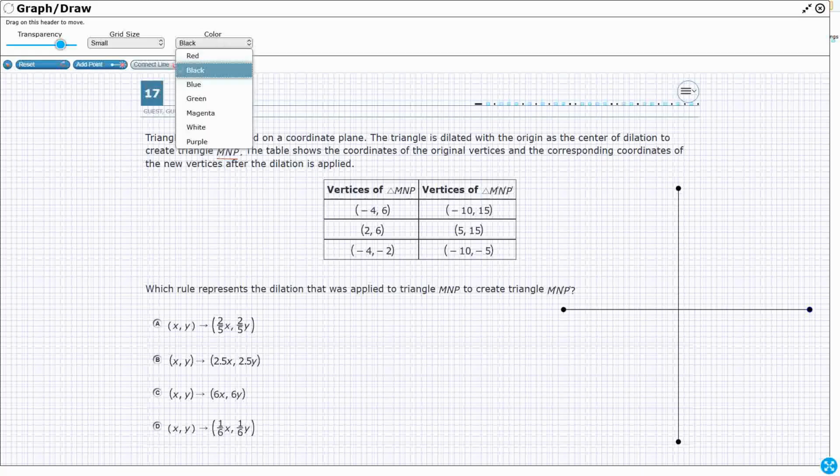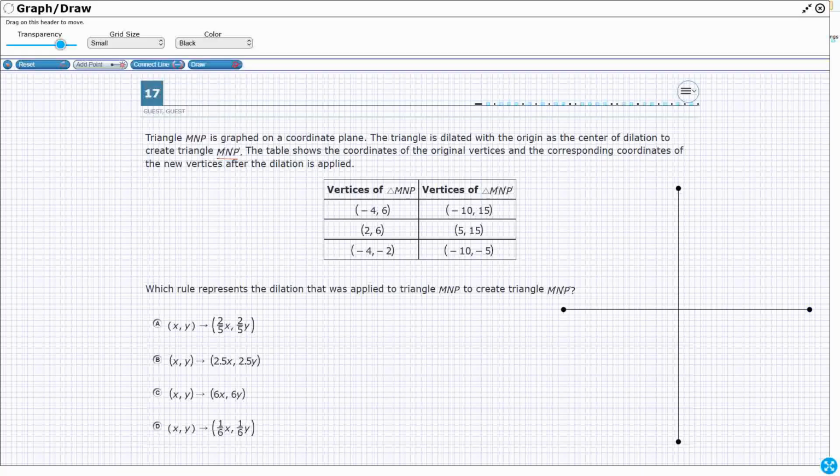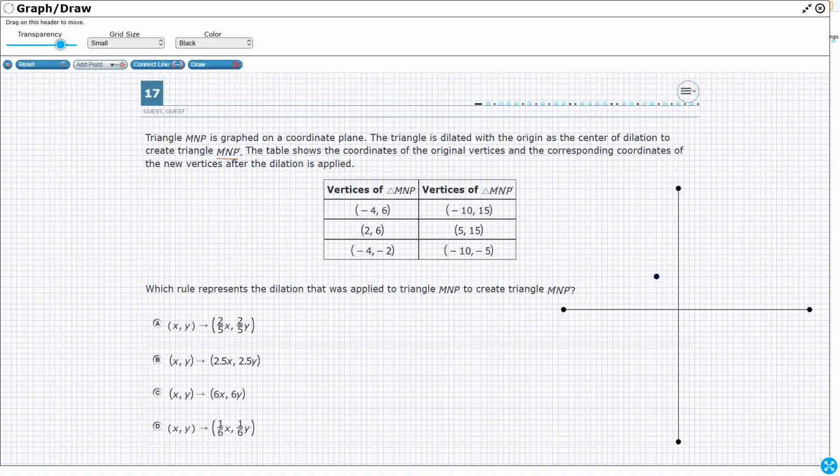And then we're going to add some points here for our original vertices, -4, 6. All right, so -4 is going to be over 1, 2, 3, 4, and then up 6. 1, 2, 3, 4, 5, 6. All right, so right about there. And let's make those blue. All right. So then we've got a 2, 6. So 1, 2, and then 1, 2, 3, 4, 5, 6. And then I've got a -4, -2. So it's over -4, 1, 2, 3, 4, and then -2.